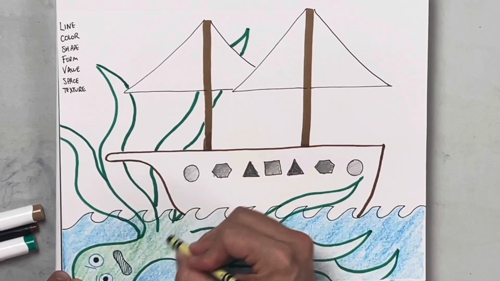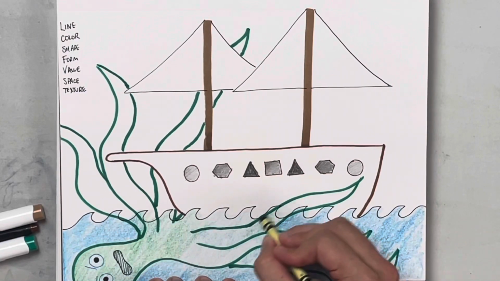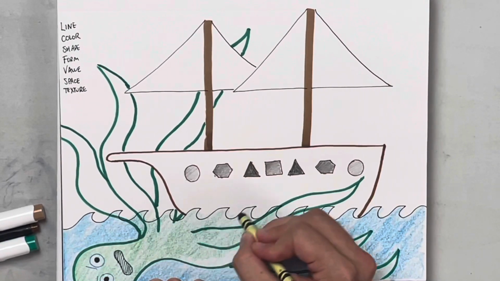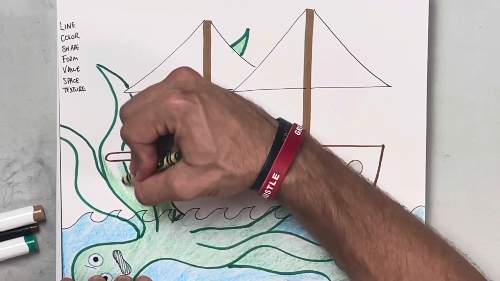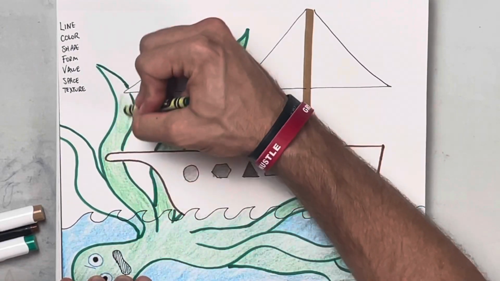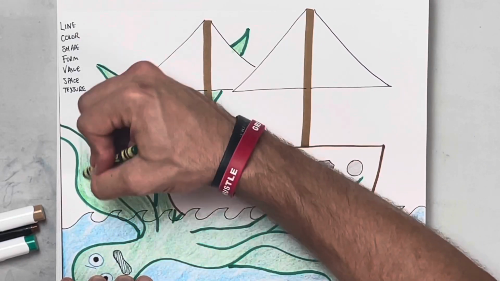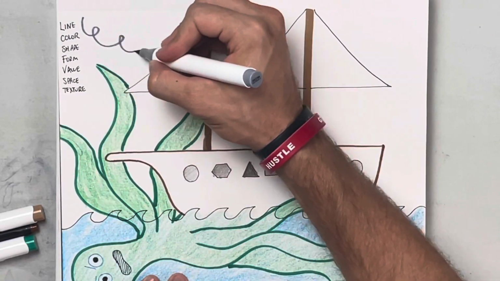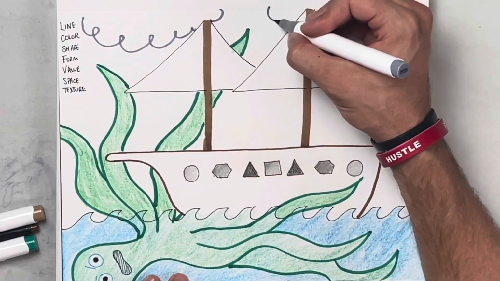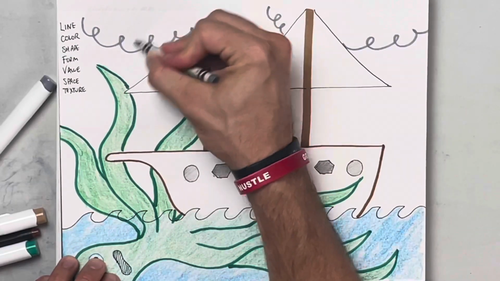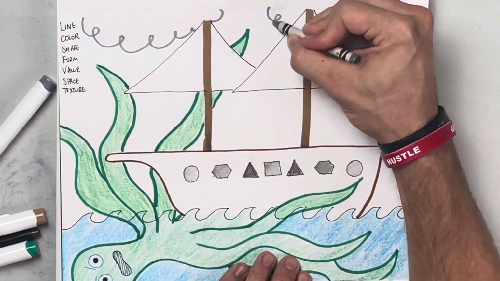So we're coloring in the water and then also the kraken. That's just a fun word to say, kraken. All right, that's colored in. Okay, here we go. We got some loop-de-loop lines for some clouds. Coloring those in gray a little bit.